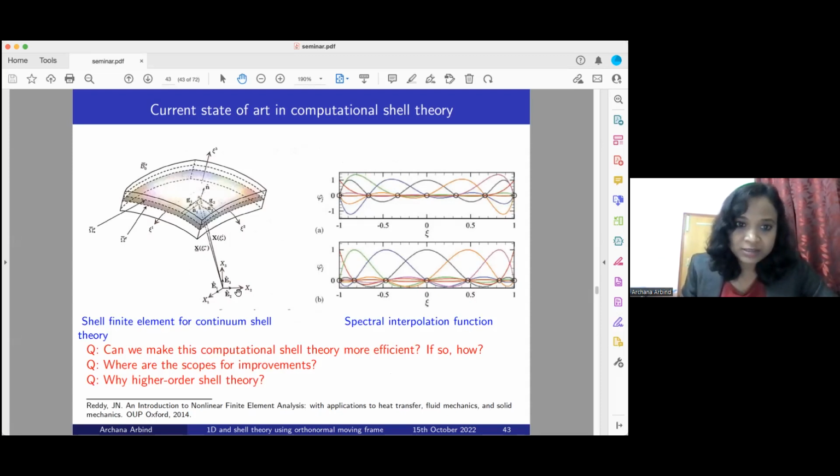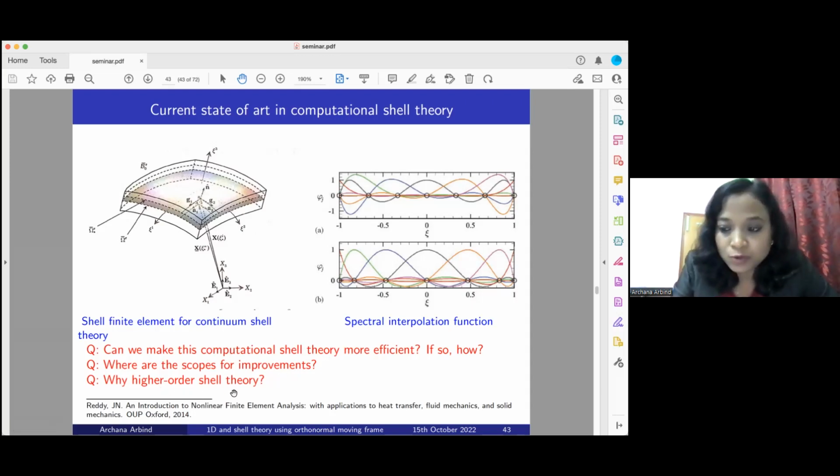The question is, where is the scope of improvement? If you see all these tensor based shell formulations for computational shell theory, you'll see there is a large number of terms in the stiffness matrix due to the general nature of the basis vectors. We can reduce it by using this orthonormal moving frame. That is what we have done here. And the other thing it includes is higher order shell theory.